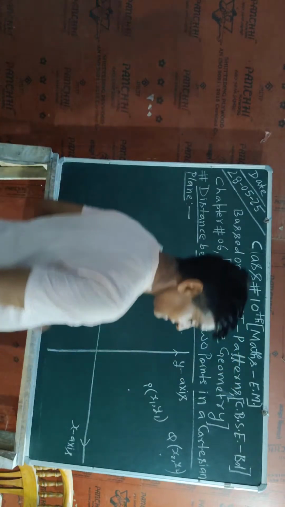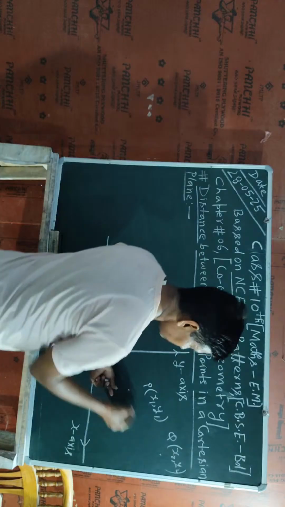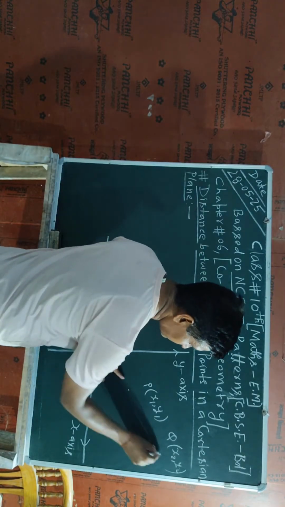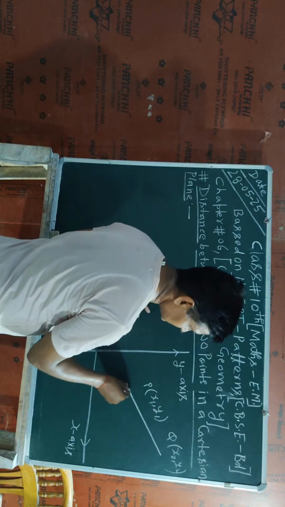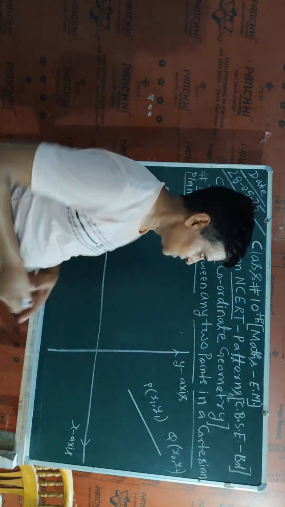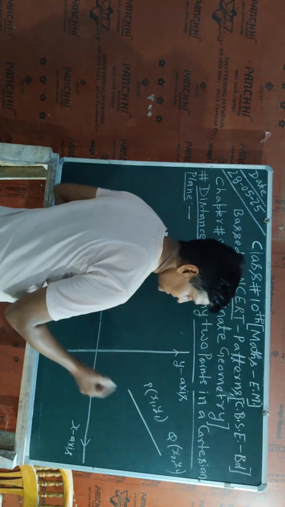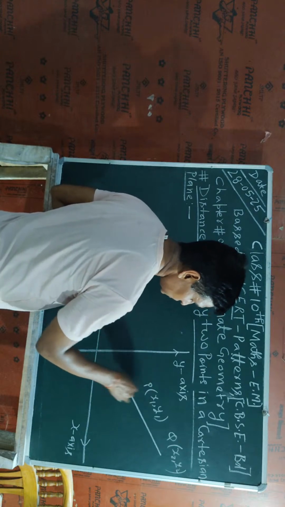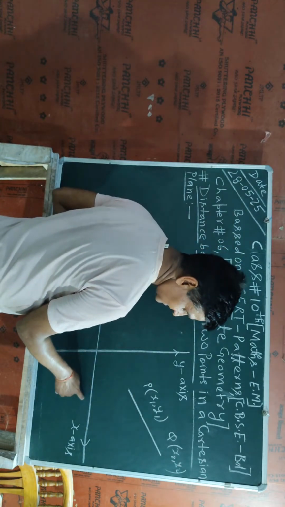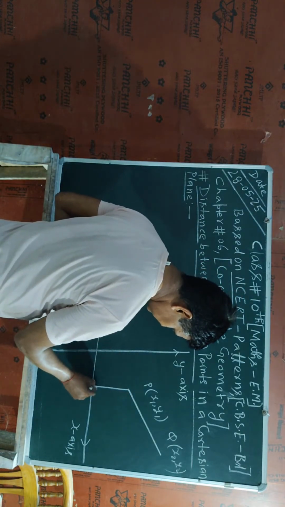Here I have written it. Now you take a scale and put the scale, and then draw a line with a pencil. So we will get a line like this. Next, you draw a line which is perpendicular to the x-axis. That will be like this.